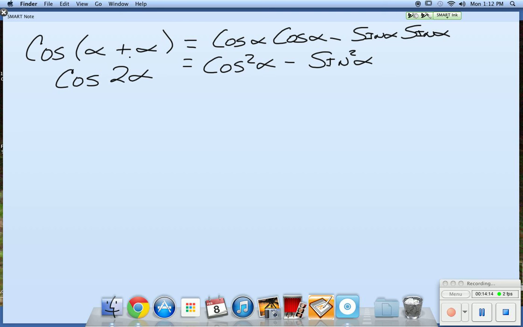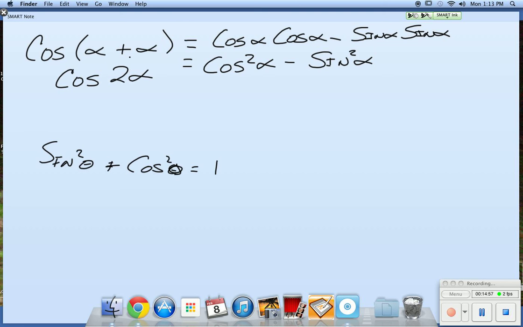Double angle. Now, if you take a look on the chart back here, you're going to notice that they have 3 different ways of doing this. They have cosine squared of alpha minus sine squared of alpha. How do they come up with 2 cosine squared of alpha minus 1 and 1 minus 2 sine squared? Well, take a look at your original Pythagorean identity. Sine squared theta plus cosine squared of theta equals 1, right?